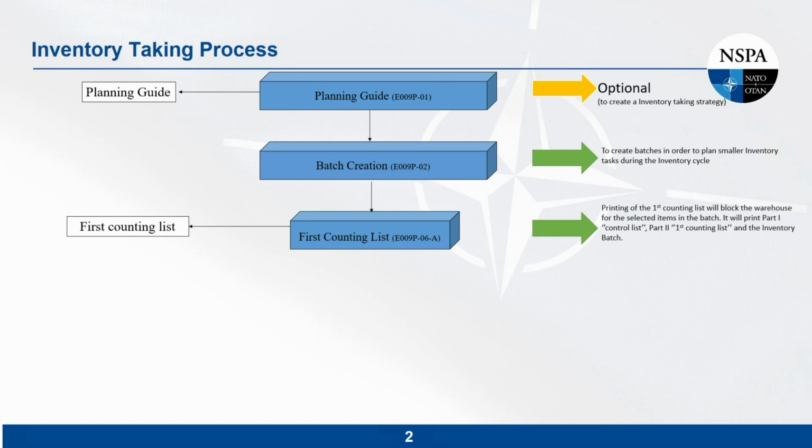Then there will be a part 2, the first counting list. This list will have a box where an entry of the count can be done and a document with the inventory batch. Another reason to create multiple badges is that, like mentioned, it will block the warehouse for the selected items in the batch. So the larger the batch, the more items will be blocked and cannot be issued out from the warehouse during the time the first and the second counting has not been completed.